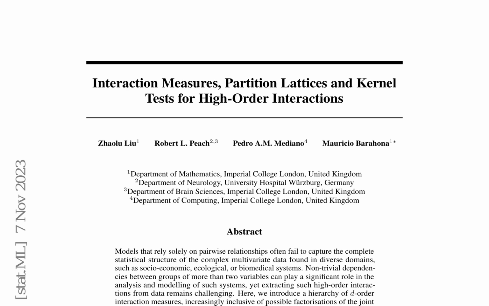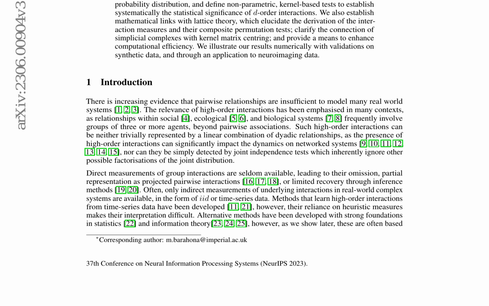distribution. They also define non-parametric, kernel-based tests to establish the statistical significance of order interactions. This work draws connections with lattice theory, elucidating the derivation of the interaction measures and their composite permutation tests, and clarifies the connection of simplicial complexes with kernel matrix centering. This research aims to provide a comprehensive framework for identifying and quantifying high-order interactions in complex systems, with implications for understanding and modeling real-world phenomena.